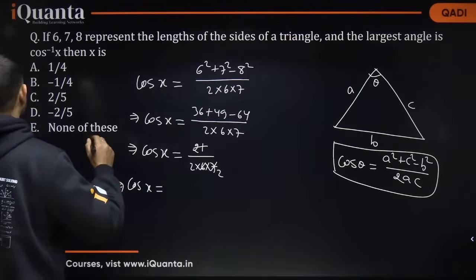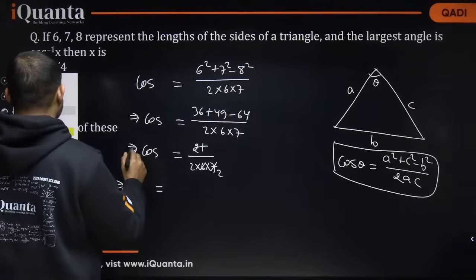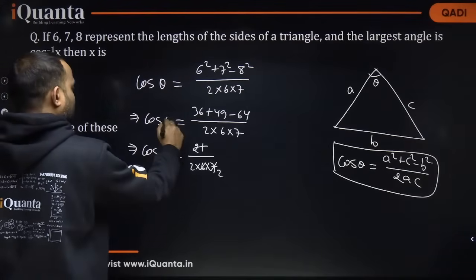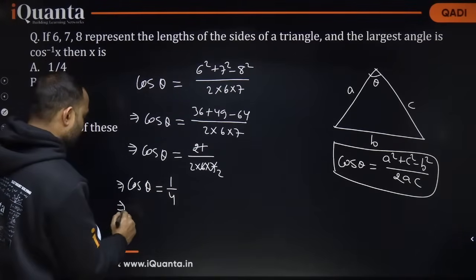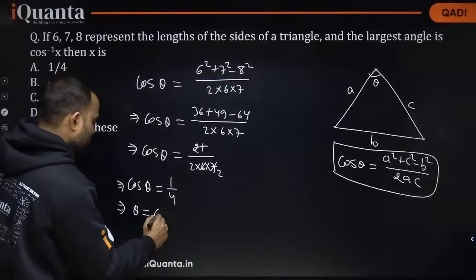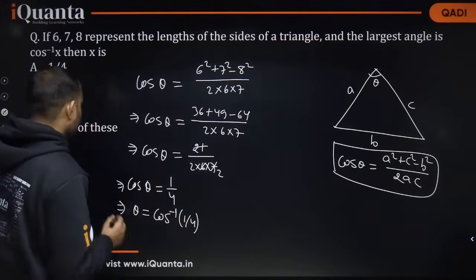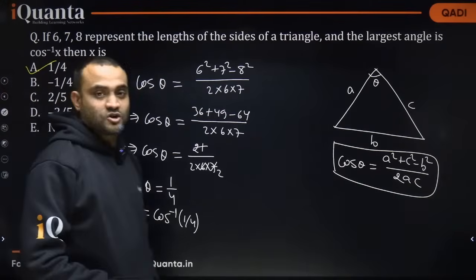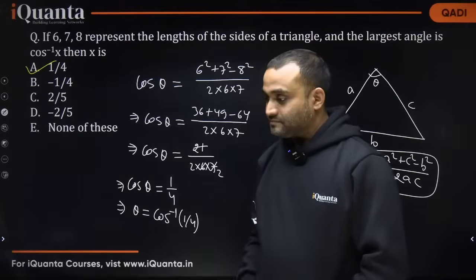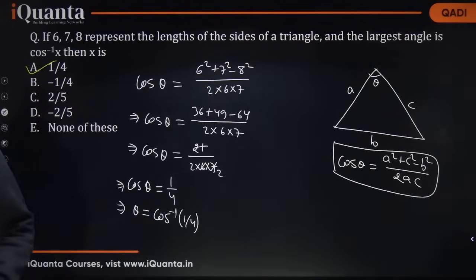Wait a second, this should be cos theta, right? This is the angle theta. So cos theta is equal to 1 by 4, or we can say theta is equal to cos inverse 1 by 4. Okay. So yes, you got the correct answer, which is option A. Formed against the largest side.